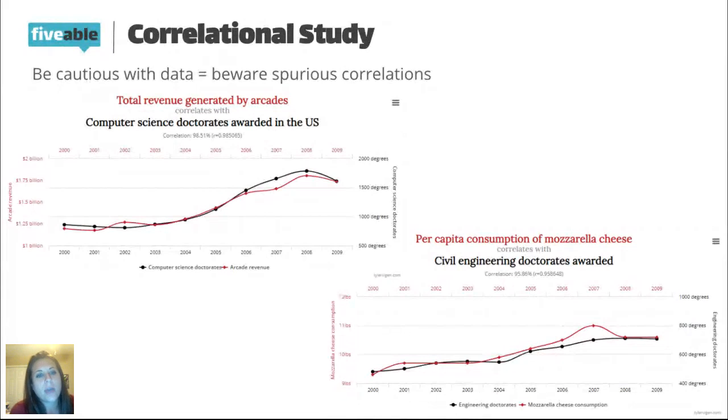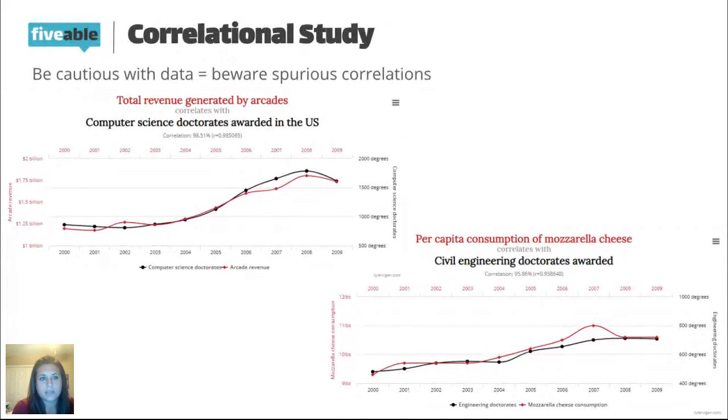And so the red line on the first one here is total revenue generated by arcades in the United States. And then the black line is computer science doctorates awarded. And it appears that those two numbers are correlated. They move pretty strongly together. And if you actually can see the number there, they're a pretty high correlation. It's 0.98.